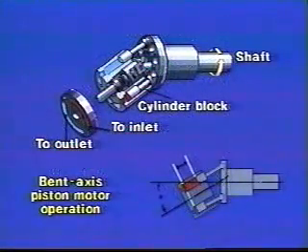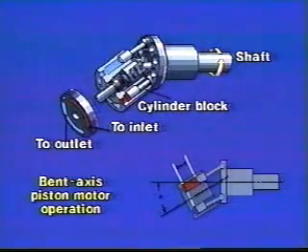Next, we have an illustration of a bent axis piston motor. It's called bent axis because the center line of the cylinder block is bent off at an angle to the center line of the drive shaft. Some units of this type can operate up to pressures of 5,000 psi.